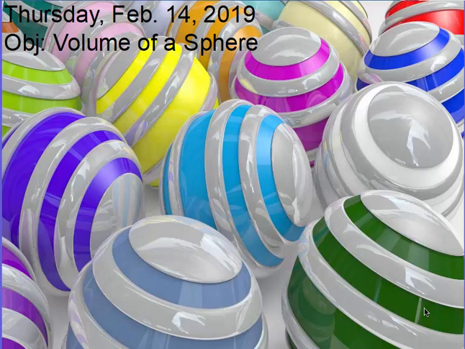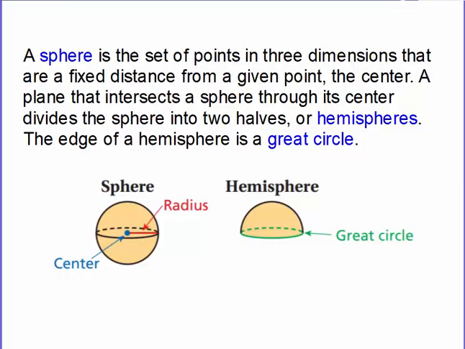Hello class. Today we're going to talk about volume of a sphere. A sphere is the set of points in 3 dimensions that are a fixed distance from a given point called the center. A plane that intersects a sphere through its center divides the sphere into 2 halves, or something called hemispheres. The edge of a hemisphere is what we call a great circle.